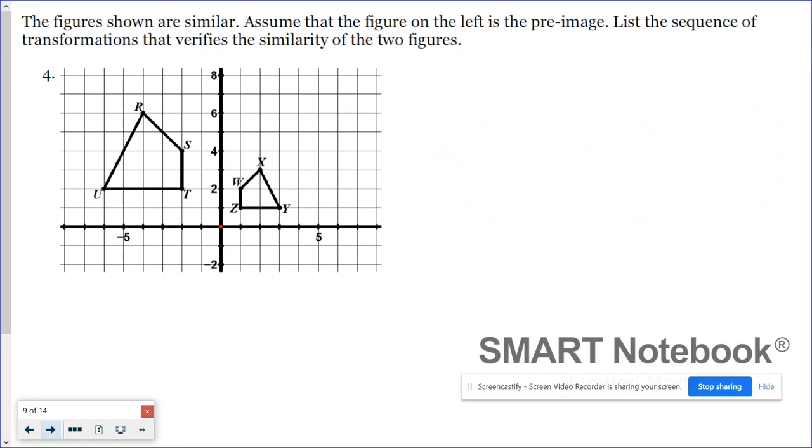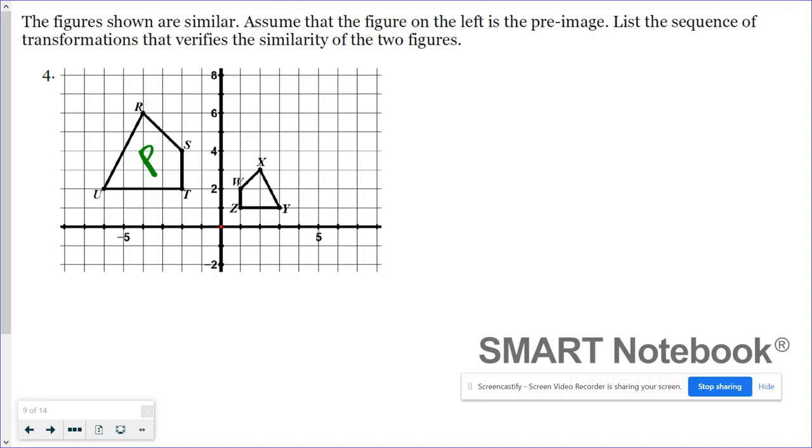The figures shown are similar. Assume that the figure on the left is the pre-image. So that would be this one. List the sequence of transformations that verifies the similarity of the two figures. So I think one is pretty obvious. Yes, there's a dilation, but I really think it's a good idea to get the figures oriented the same way before you do the dilation. It's just my own personal preference.